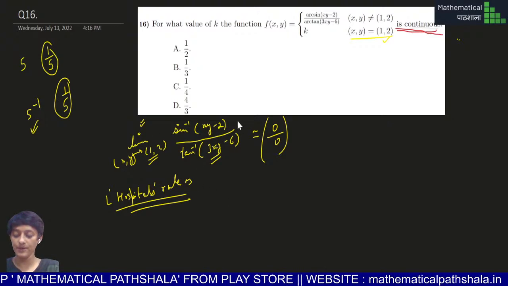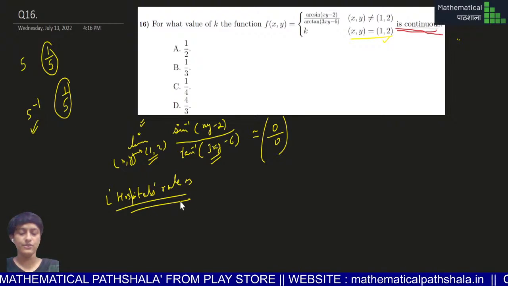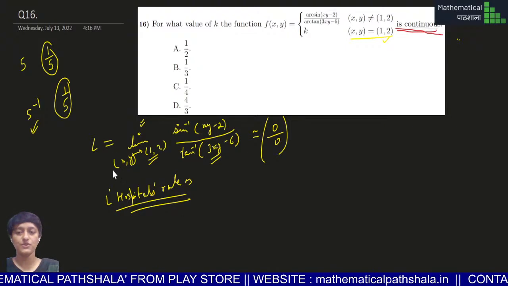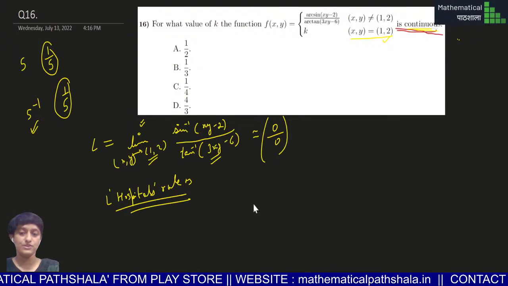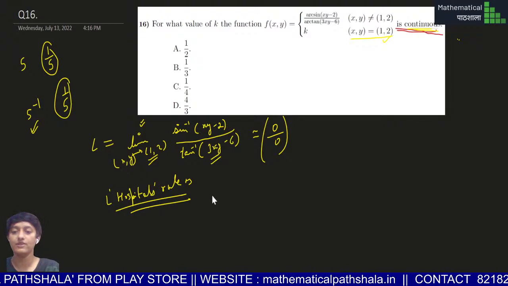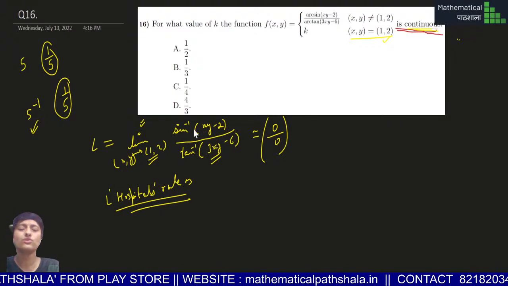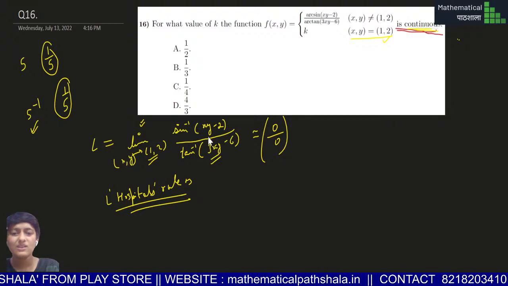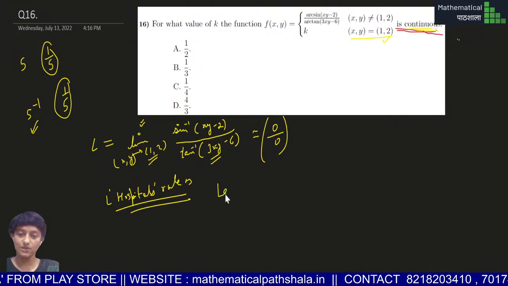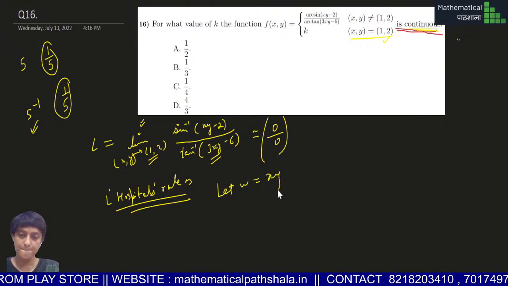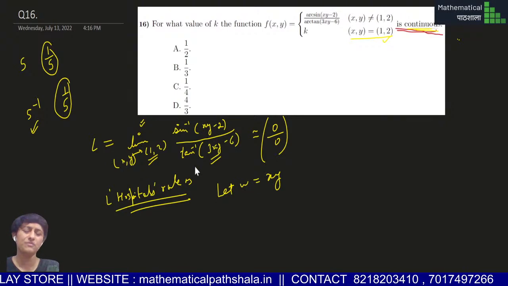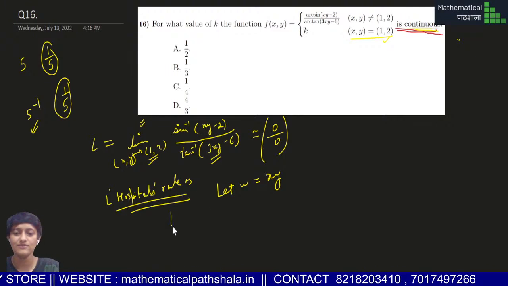Okay, so we have this limit. It is 0 by 0, so we will use L'Hopital rule. Let us call this limit L, because we know it must exist for it to be continuous. B, okay, you have got option B. Okay, let us see what we will get. This question seems to be very messy, so let us do one thing. Let us substitute W in place of XY, just to make it a little bit less messy. Nothing more than that.